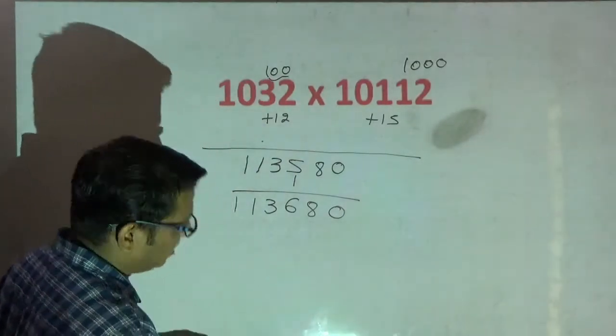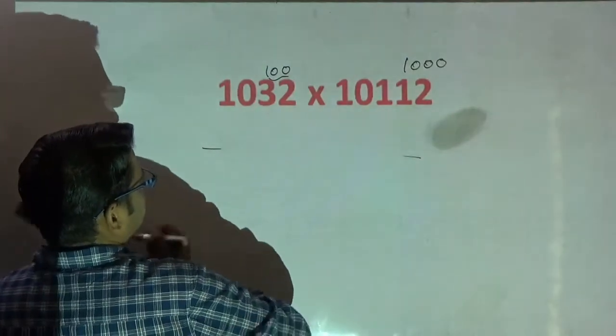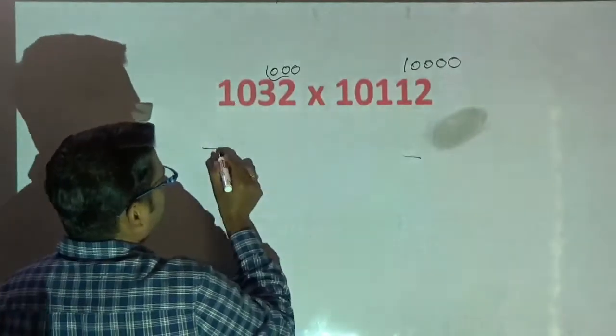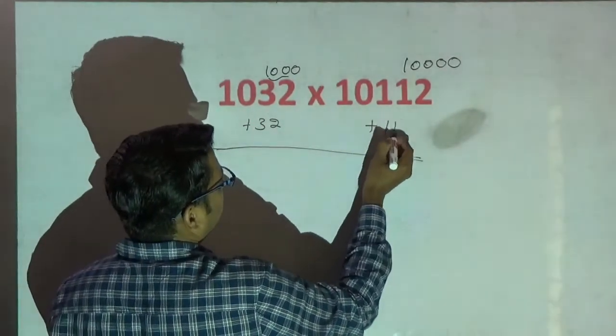I will go for another example now. Now, what is the base here? The base for this is 1000. Okay, the base for this is 1 lakh. Now, this number is above by 32. This number is above by 112.